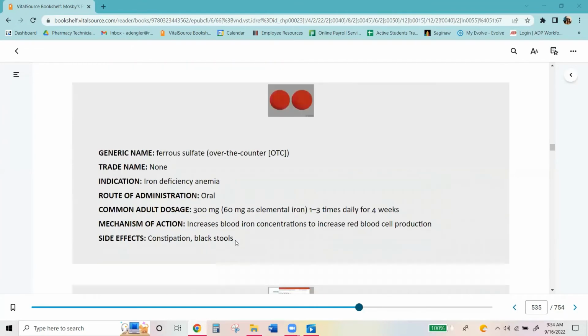So for iron deficiency anemia, we have the medication, which is over the counter, ferrous sulfate. It's elemental iron.